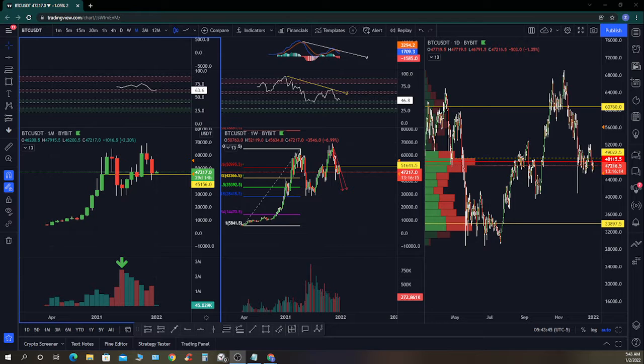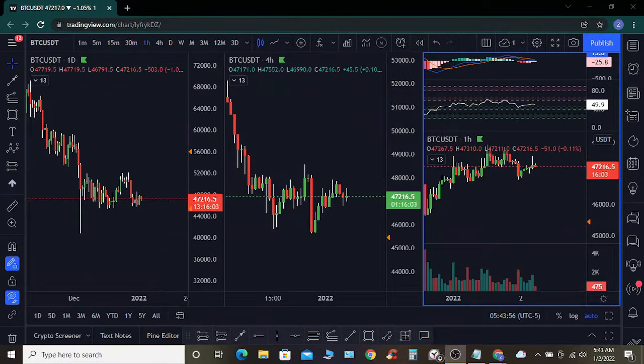As you can see on the right hand side, we're looking at the daily chart, and on the left hand side we're looking at the monthly. The one in the middle is going to be the weekly, and I'm also going to share with you guys this here, which is basically a smaller version of what we're looking at right now.